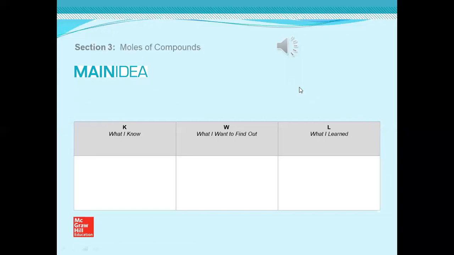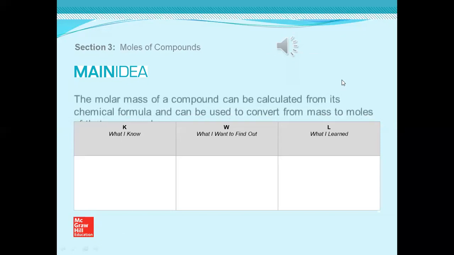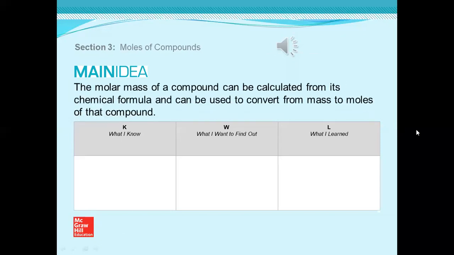Okay, let's begin. This is called what? Section 3, Moles of Compounds. The molar mass of a compound can be calculated from its chemical formula and can be used to convert from mass to moles of that compound. So the molar mass of a compound can be calculated from its chemical formula and can be used to convert from mass to moles of the compound.